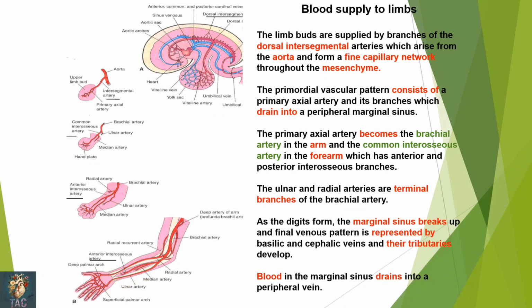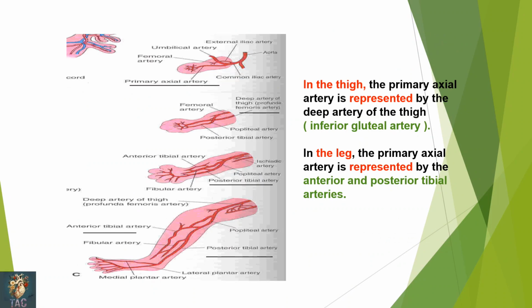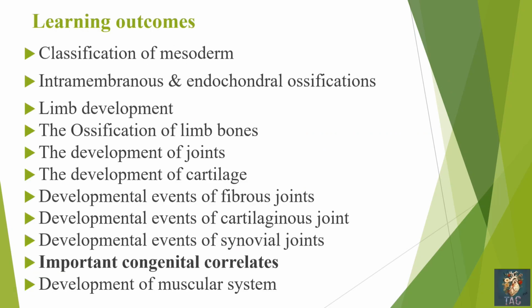They will drain into the cephalic and basilic veins. In the case of the lower limb, the dorsal intersegmental artery in the upper part will be seen as the inferior gluteal artery. This is the axial artery of the thigh, and in the leg, the axial arteries are the anterior and posterior tibial arteries. So this is about the blood supply of the limb. Then the second last outcome is the congenital correlates.